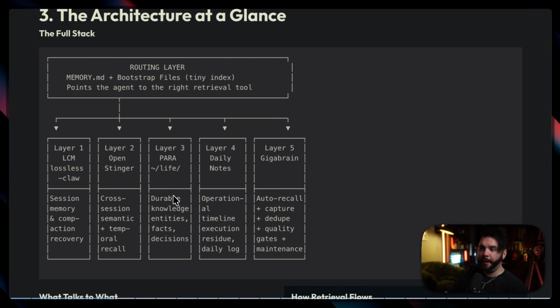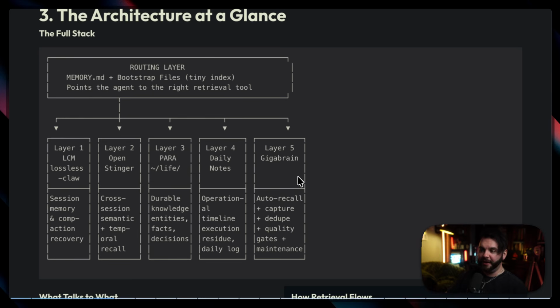Then we have a simple PARA folder, and PARA is just an organization system of MD files. It's for our durable knowledge, entities, facts, decisions. These are very simple MD files in just a certain folder structure that the agent will follow. Then we have our daily notes, and these are notes the agent takes itself on operational timeline, execution, residue, daily logs, all the things that it notes as it's going along.